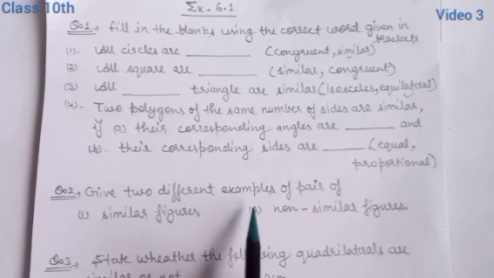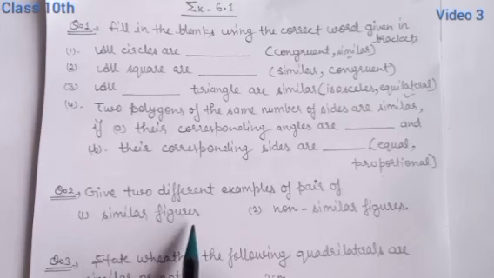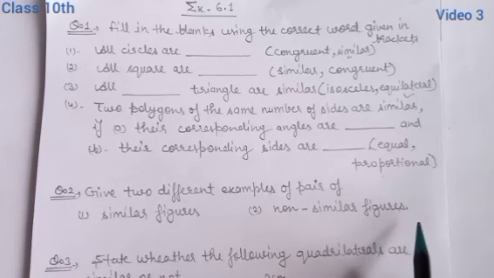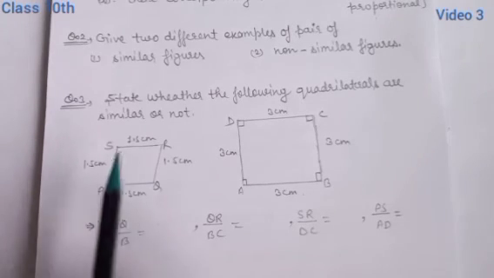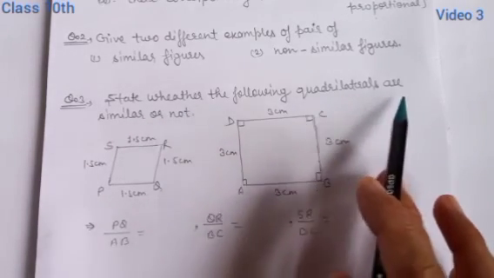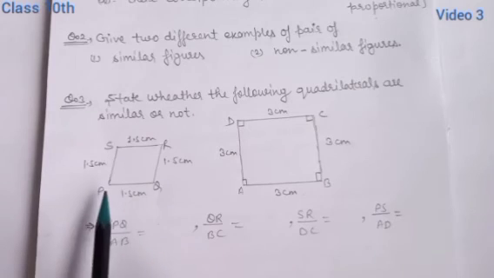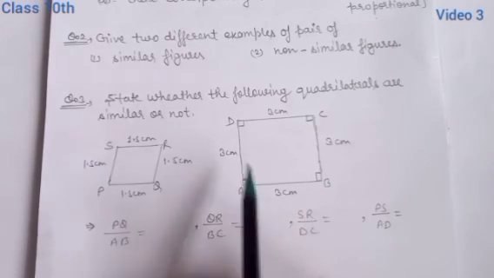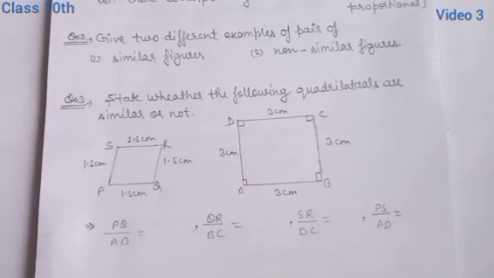Give two different examples of a pair of similar figures and non-similar figures. Students, this question you have to do on your own. Okay, so let's move to question number 3. State whether the following quadrilaterals are similar or not. Here you can see PQRS and ABCD are two quadrilaterals. We have to check whether these are similar or not.